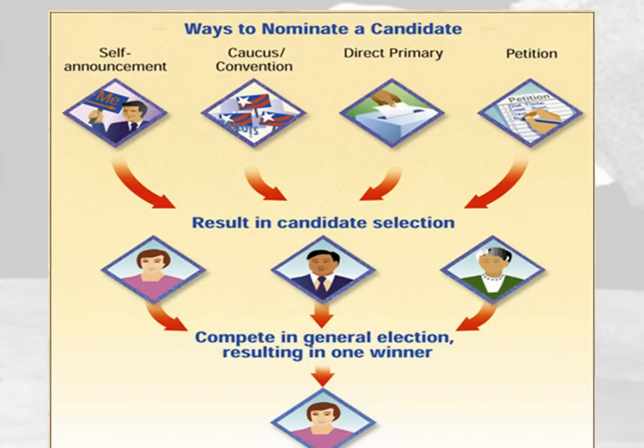There are 5 ways in which nominations are made in the United States. They include self-announcement, the caucus method, conventions, direct primaries, and petitions.